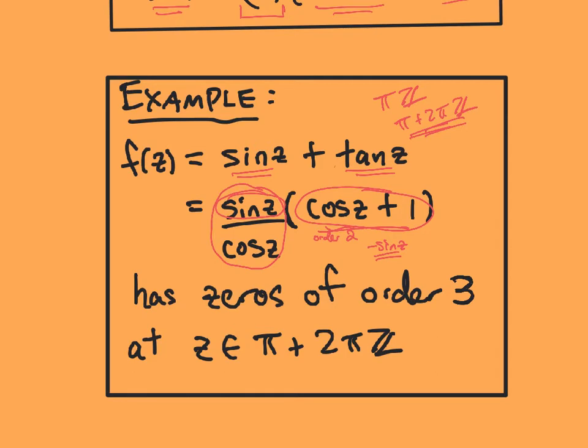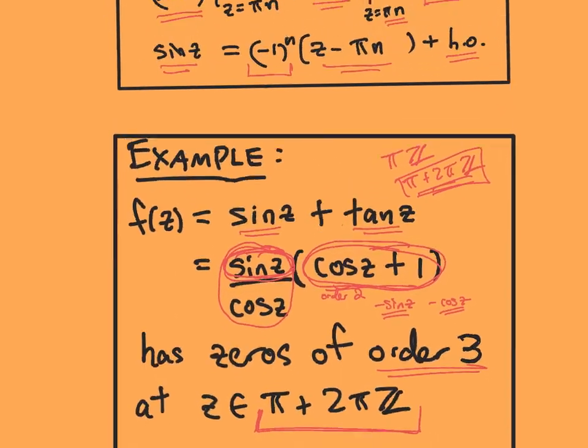So it has to have a zero of at least order 2, and then you take another derivative and get minus cosine, and on these points it'll be minus cosine, which will be 1. So we get a double zero here and a single zero here. So we have zeros of order 3 on these points. Of course, we still have the simple zeros at the other zeros of sine.